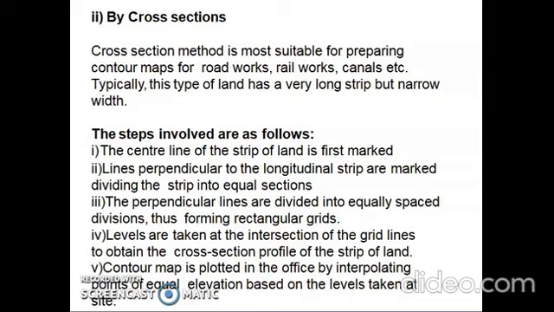So the plotting is the same as what we learnt in the earlier case. That is, you have to draw the grid. All the elevations of the intersections are known. Interpolate and calculate the elevations of the intermediate points and connect all the points of equal elevation. So the office work is the same as what we do for the square method. But the field work is slightly different. We do not draw the grid here, but we mark the cross-sectional lines and divide them into equally spaced divisions, which forms the rectangular grids.